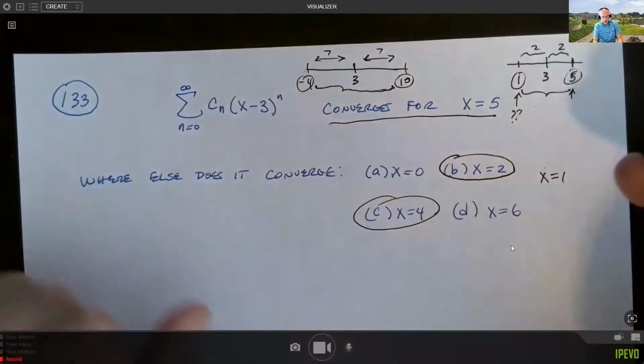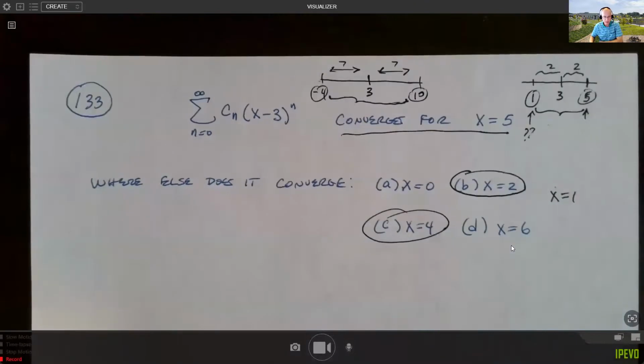Okay, so these exercises are just kind of a thought experiment to make sure you understand what's going on and what the possible intervals of convergence can be for a power series. And later on in the homework, you will actually find those intervals of convergence. Okay, hope this helps with number 133.